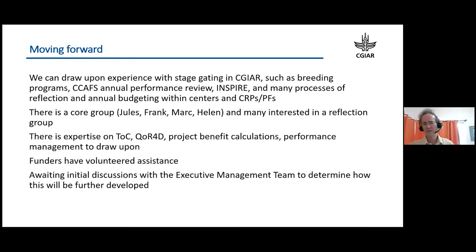And we've also engaged on a wider reflection group. We have quite a bit of expertise on theories of change, quality of research for development, projected benefit calculation groups out there, and performance management to draw upon. And funders have also volunteered assistance. A few of them are doing their own stage gating, like GIZ, for example. So at the moment, we're just awaiting discussions with the executive management team to determine how this will be further developed. But we have quite a few interested people at hand to be able to do that once we have clearer guidance. So that's all I had to say. So thanks very much.